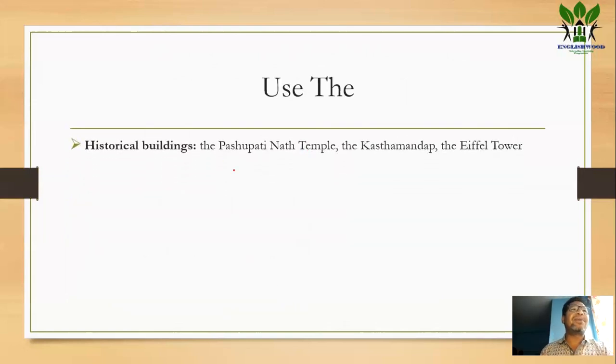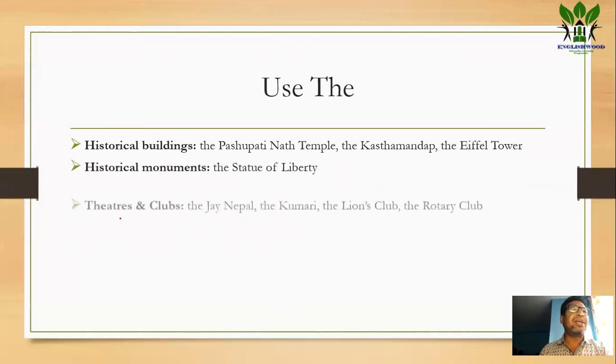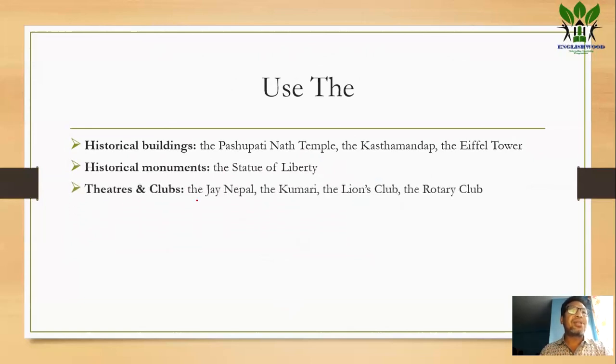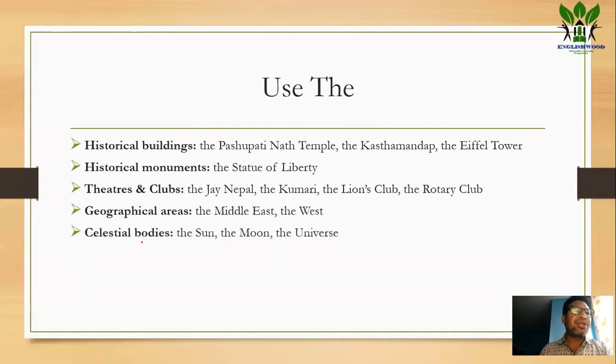Then historical buildings: the Pashupatinath Temple, the Kasthamandap, the Eiffel Tower. Historical monuments: the Statue of Liberty. Theaters and clubs: the Jai Nepal, the Kumari, the Lions Club, the Rotary Club. Geographical areas like the Middle East, the West. Celestial bodies: the sun, the moon, the universe, the heavenly bodies in the sky, in the universe. Mountain ranges: the Himalayas, the Alps.